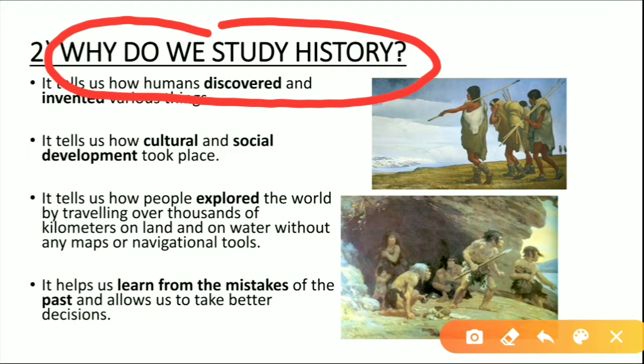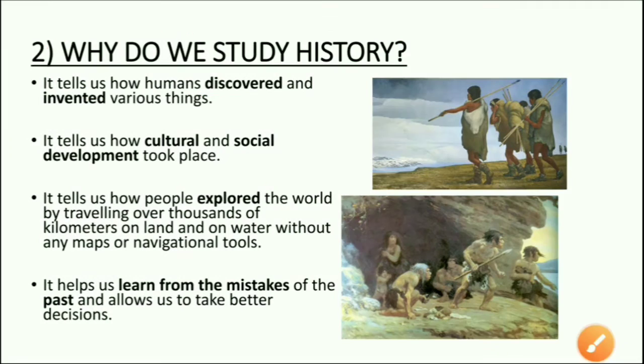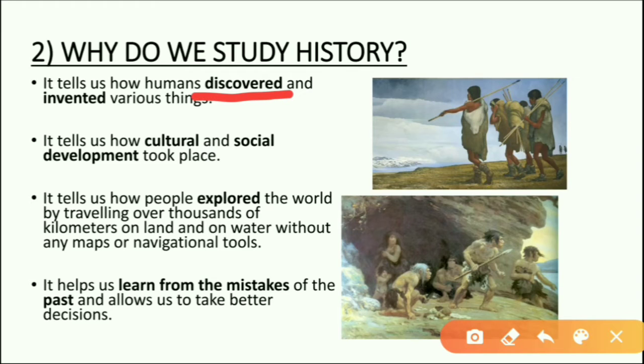Now let us see all the following points. Coming to the first point, it tells us how humans discovered and invented various things. Students, what do you mean by discovered? See, discovered means to find something or finding something, and invented means to invent something or to devise something, like we say in Hindi, किसी चीज़ का आविष्कार करना.